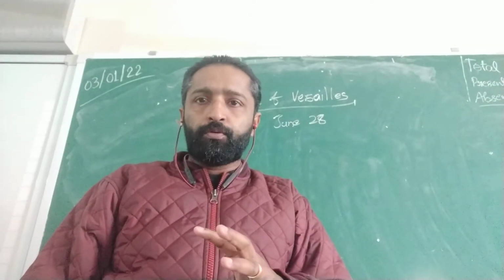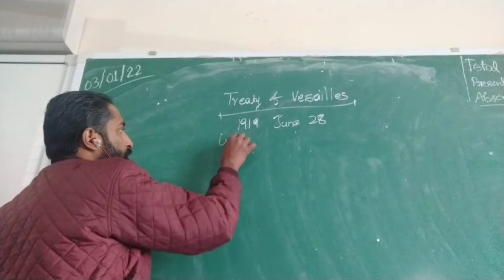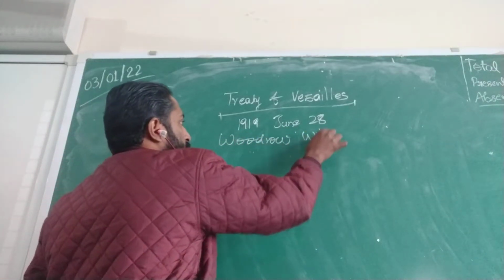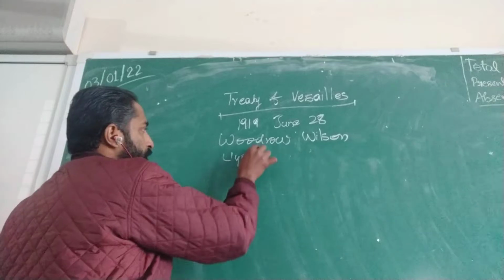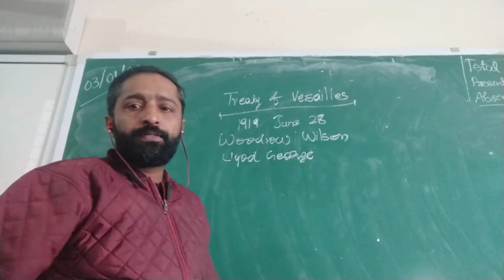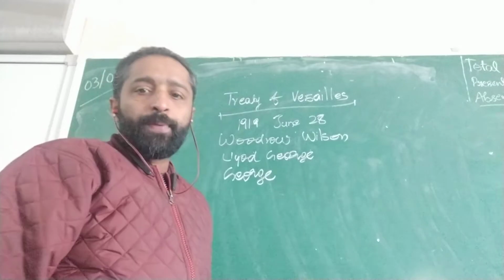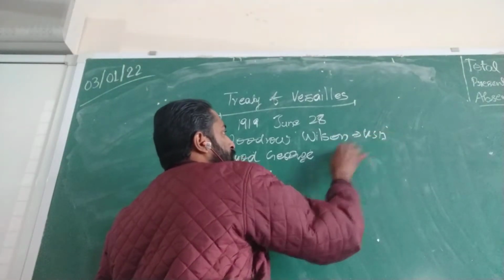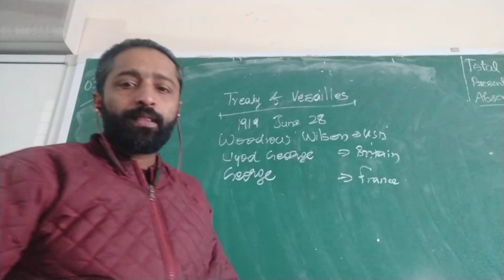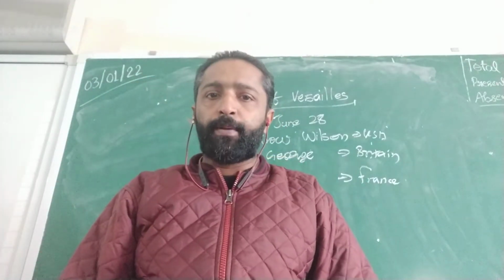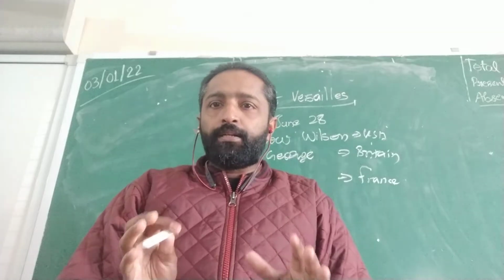There are three important people who took up the initiative for this Treaty of Versailles. The first one was Woodrow Wilson, the President of America, USA. Second was Lloyd George, the Prime Minister of Britain. And third was George Clemenceau, the Prime Minister of France. So these are the three people who took the initiative for the Treaty of Versailles that happened on June 28th, 1919. Now, what was the content of this Treaty of Versailles?